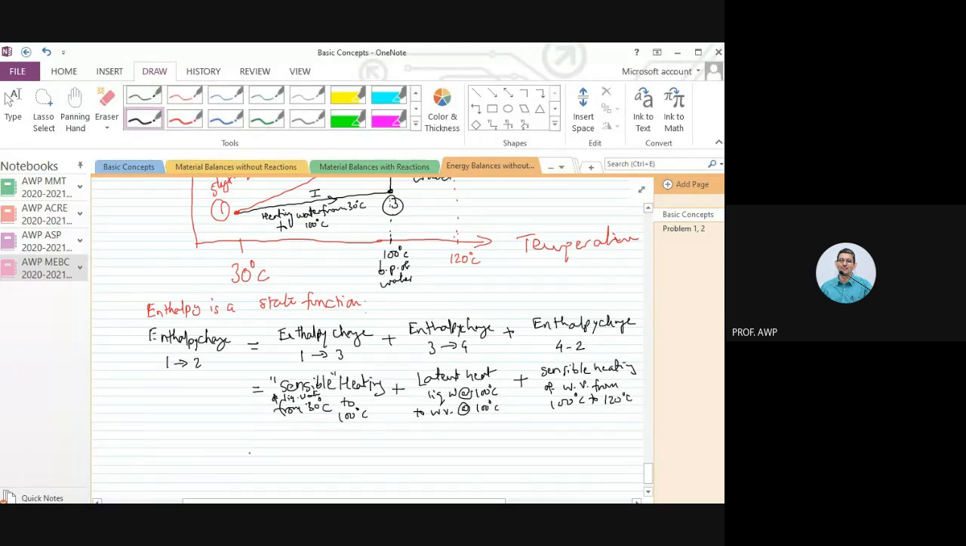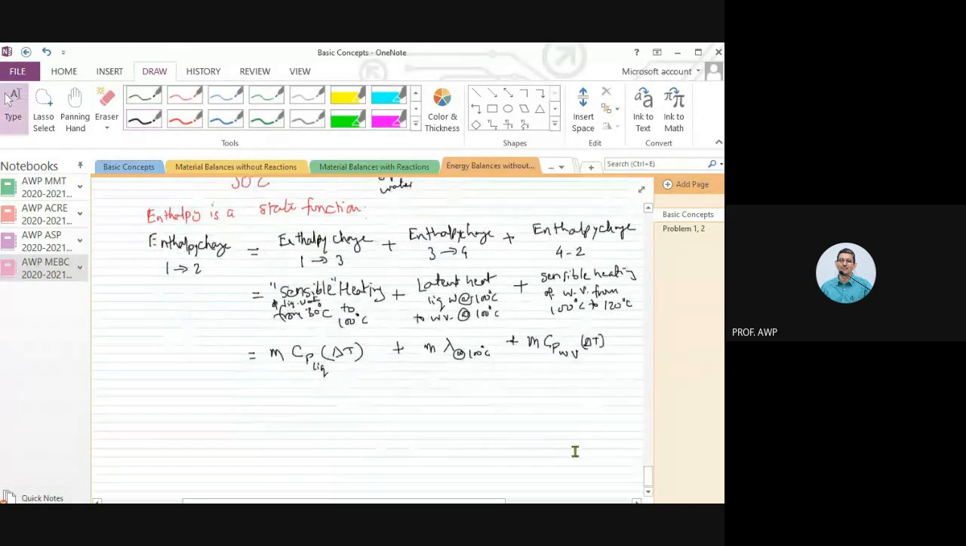Okay, so what would be the sensible heating? That would be the mass of water into specific heat of liquid water into the change of temperature. Latent heat contribution would be mass of water multiplied by latent heat of water at 100 degrees centigrade. And the third step, sensible heating of water vapor, would be mass of water into specific heat of water vapor into the change of temperature, right?